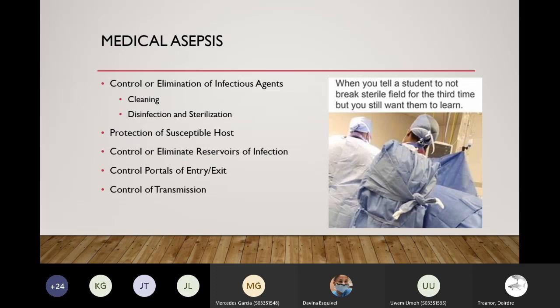Medical asepsis. Asepsis is the absence of pathogenic organisms. By using aseptic techniques, those are practices and procedures that reduce the risk of infection. So medical asepsis breaks the chain of infection. You use it for all patients all the time.